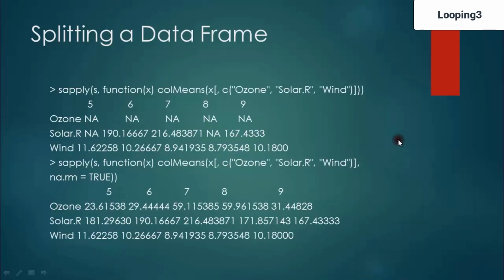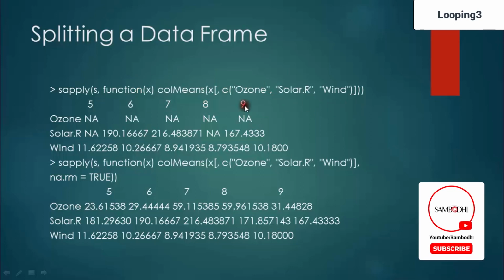Now moving on, splitting a data frame using the sapply function. The same split is called, sapply of s, function of x, colMeans of x, c of Ozone, Solar.R, Wind. So it's pretty much the same thing. You are viewing it in a different, separate format for 5, 6, 7, 8, 9.